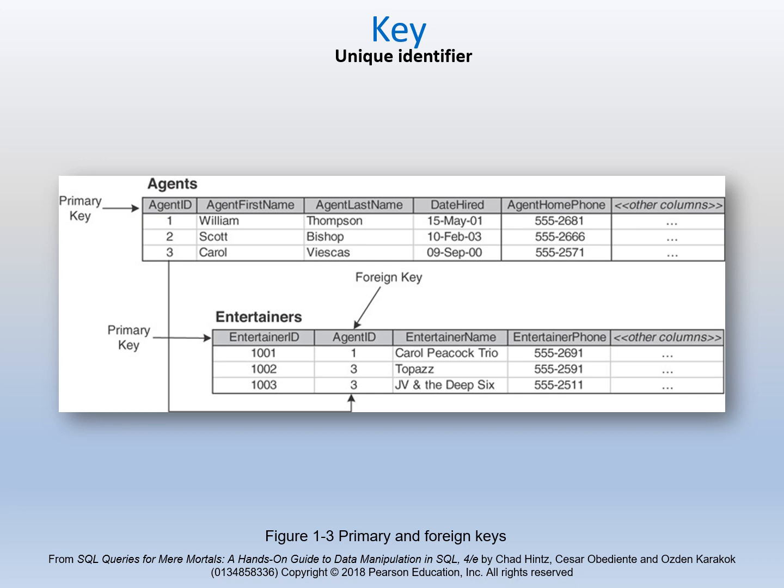In the entertainers table, our primary key is entertainment ID. 1001 will only retrieve entertainment name Carol Peacock. Now what is this right here? Agent ID. Agent ID 1 links us back to the agents table to William. Agent ID is considered a foreign key in the entertainers table because it is a primary key in the agents table, but as a foreign key, it connects entertainers to agents.